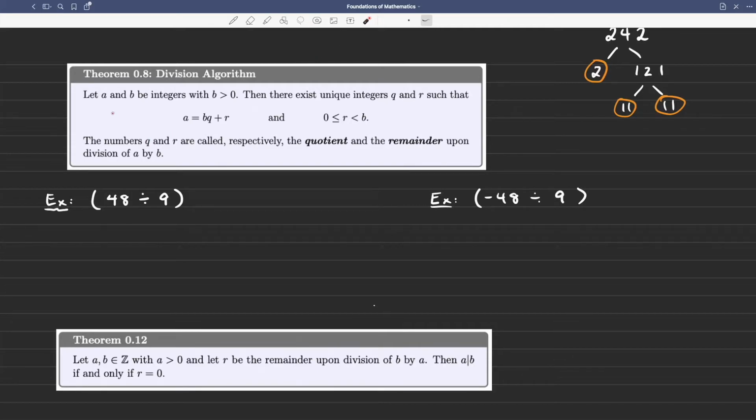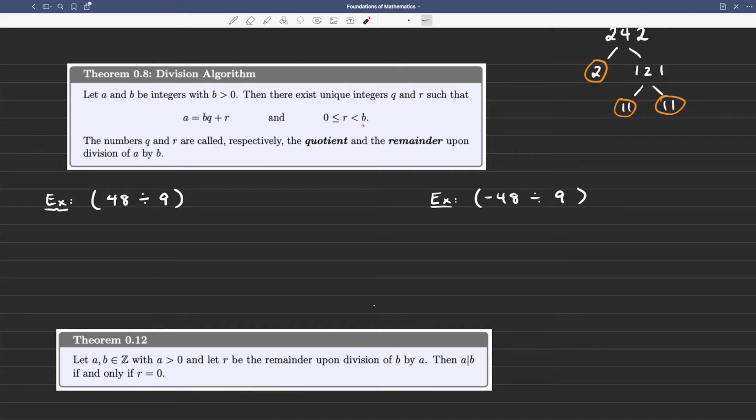The setup here is that we have a and b are integers, and this time b, we're going to insist that b is greater than 0. B is the number that we're going to divide by here. We call it the divisor. Then there exist unique integers q and r. Q is going to be called the quotient, and r is going to be called the remainder, where a can be written as b times the quotient plus the remainder. And we know that the remainder is greater than or equal to 0, but less than the number you're dividing by, b.